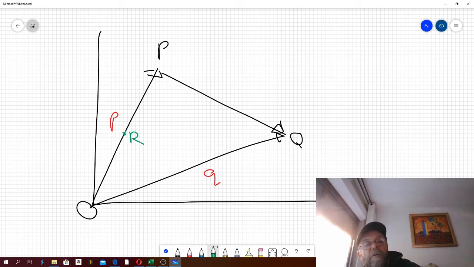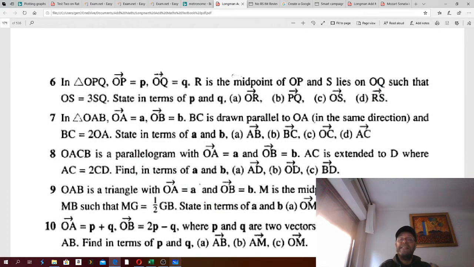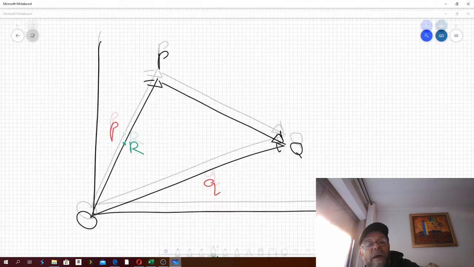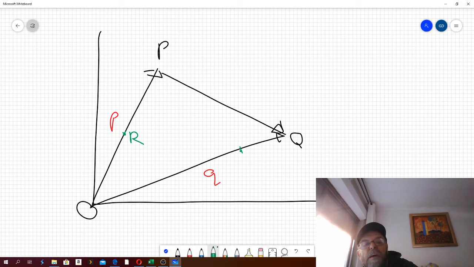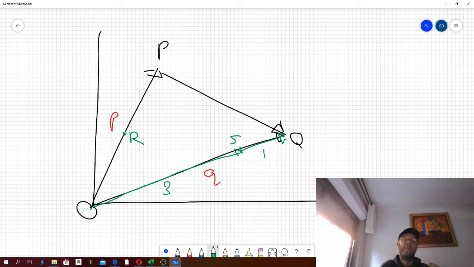There's R, okay? Midpoint of the vector OP. Then they also tell us that S is on the line OQ. It lies on OQ, but it is so that OS is 3SQ. In other words, S must be somewhere here, because OS, this line up to S, is 3 times as long as the line from S to Q. So this is 3 units, that's 1 unit. We don't know if it is 3 and 1, it might be 6 and 2, or 9 and 3, but we just know that the ratio of those is 3 to 1. So that's what they've given us.